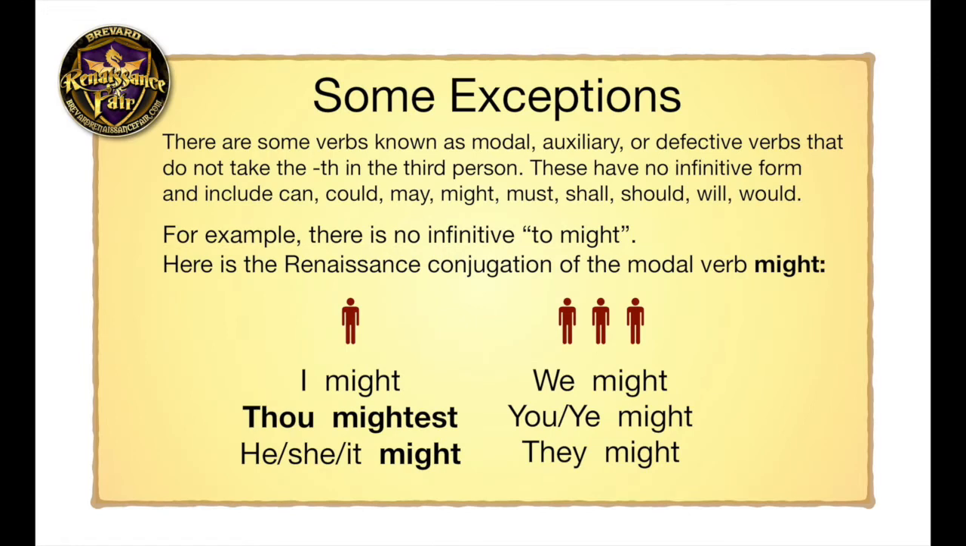So to review, some exceptions. There are some verbs known as modal, auxiliary, or defective verbs that do not take the th in the third person singular. These verbs have no infinitive form and include can, could, may, might, must, shall, should, will, and would. For example, there is no infinitive to might. Here's the Renaissance conjugation of the modal or auxiliary verb might. I might, thou mightest, he, she, or it might, we might, you or ye might, they might.